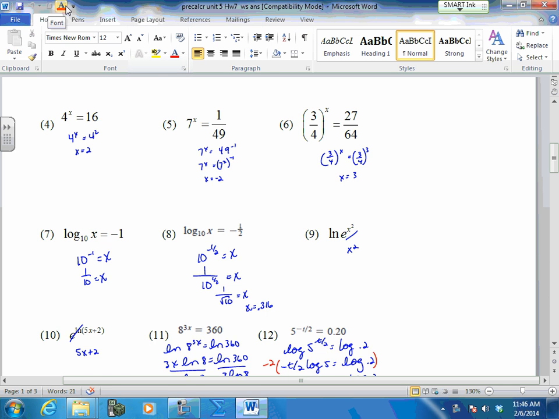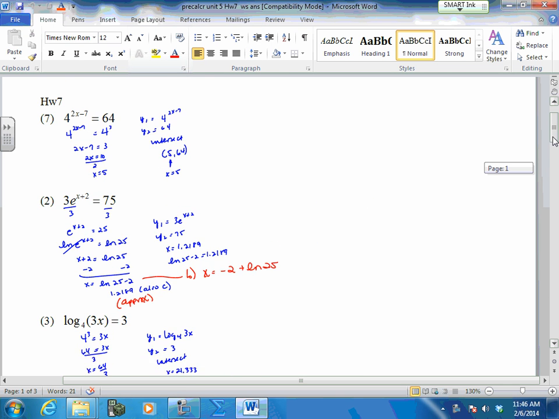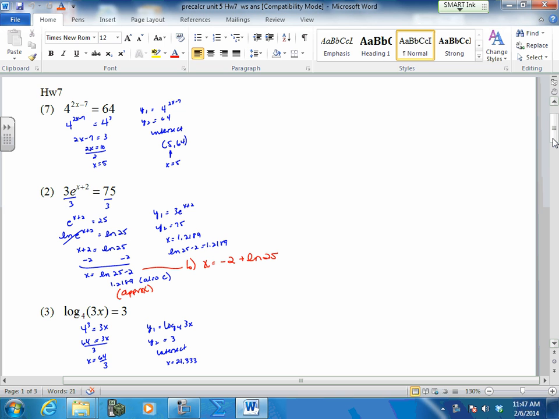We did the first few up here. Were there any questions on these? You had a number of ways. If you don't like dropping them down, then take the log of both sides and bring it down. Just be careful to keep that 2x minus 7 in parentheses.